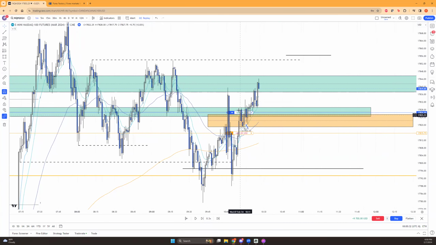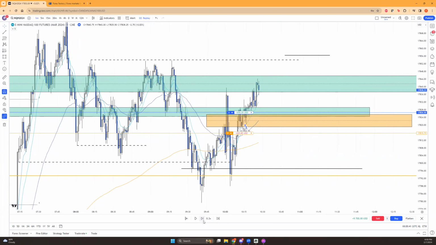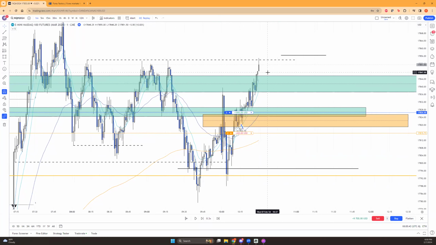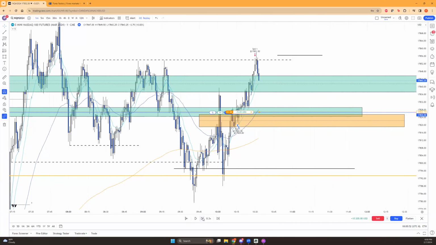You see how the PM session is very messy. Up, down, up, down, up, down, up, down. Accelerating in the direction, but very messy. Boom. Buy side taken. What do we do? Roll the BE, TP1, sell one off, let it play out.